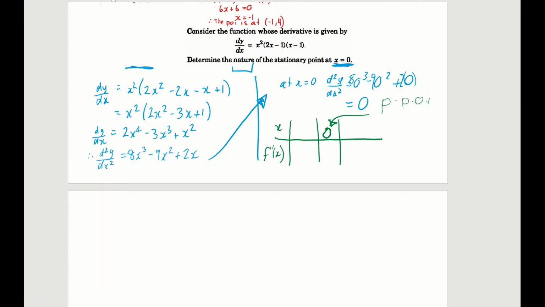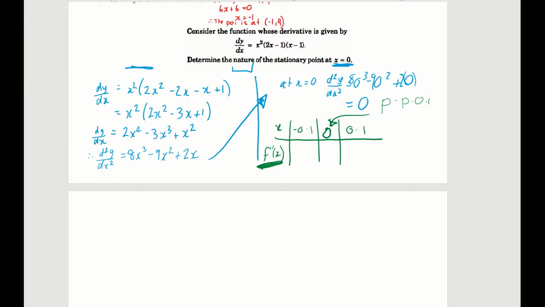Then I put a number in here just on the other side of 0, and on either side of it. Now this number we're going to use needs to be only just on the other side, because we don't want to go too far away from this stationary point when we're testing. So all you're going to do is sub in negative 0.1 and 0.1, and I'm going to sub them into my second derivative. It doesn't matter what number I get, it's just the sign, whether it's positive or negative.